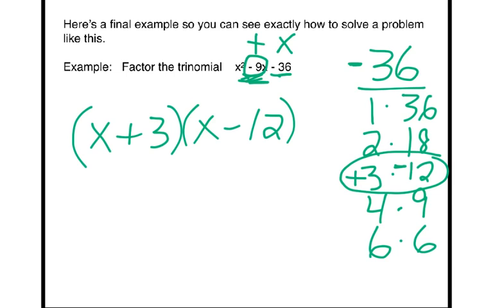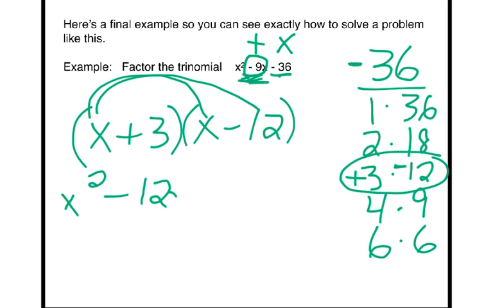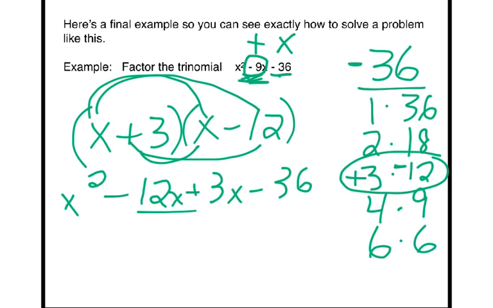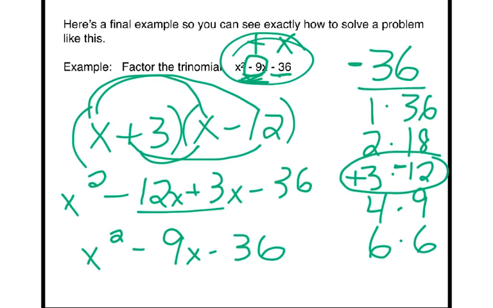I can and should FOIL my binomials to show that it really does equal the trinomial that I want. So, first, that's x squared. Outer, that's negative 12x. Inner, that's positive 3x. And last, 3 times negative 12 is negative 36. I combine like terms in the middle, and I get x squared minus 9x minus 36, which is exactly what I started with. So it's correct.